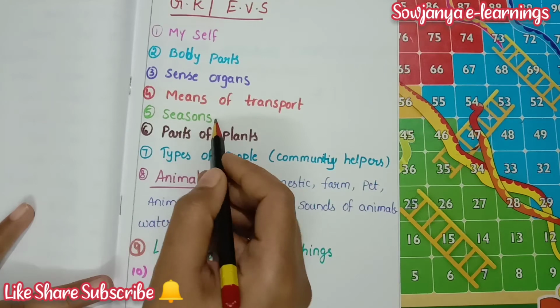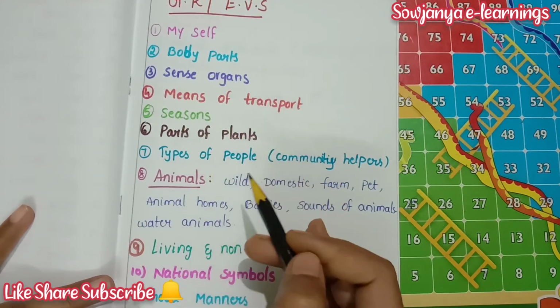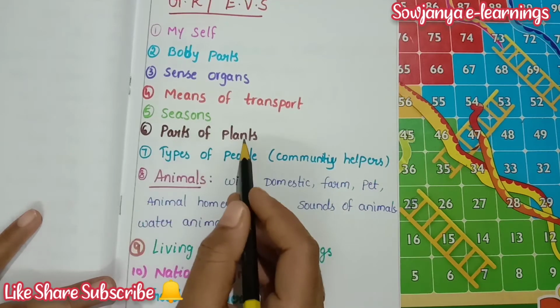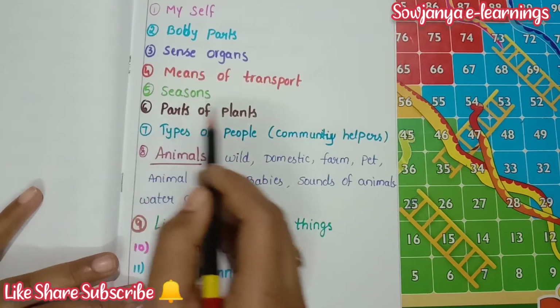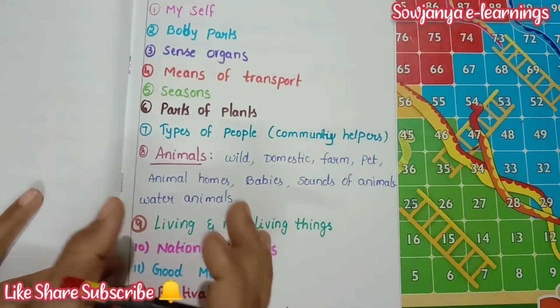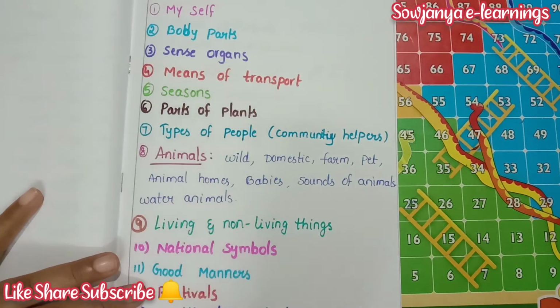And next, seasons. How many seasons are there? And in which season, which type of clothes we have to wear? We have to tell them. Next, parts of the plant. We have to show them the plant and what parts will be there and how that plant will grow. Everything we have to tell them.